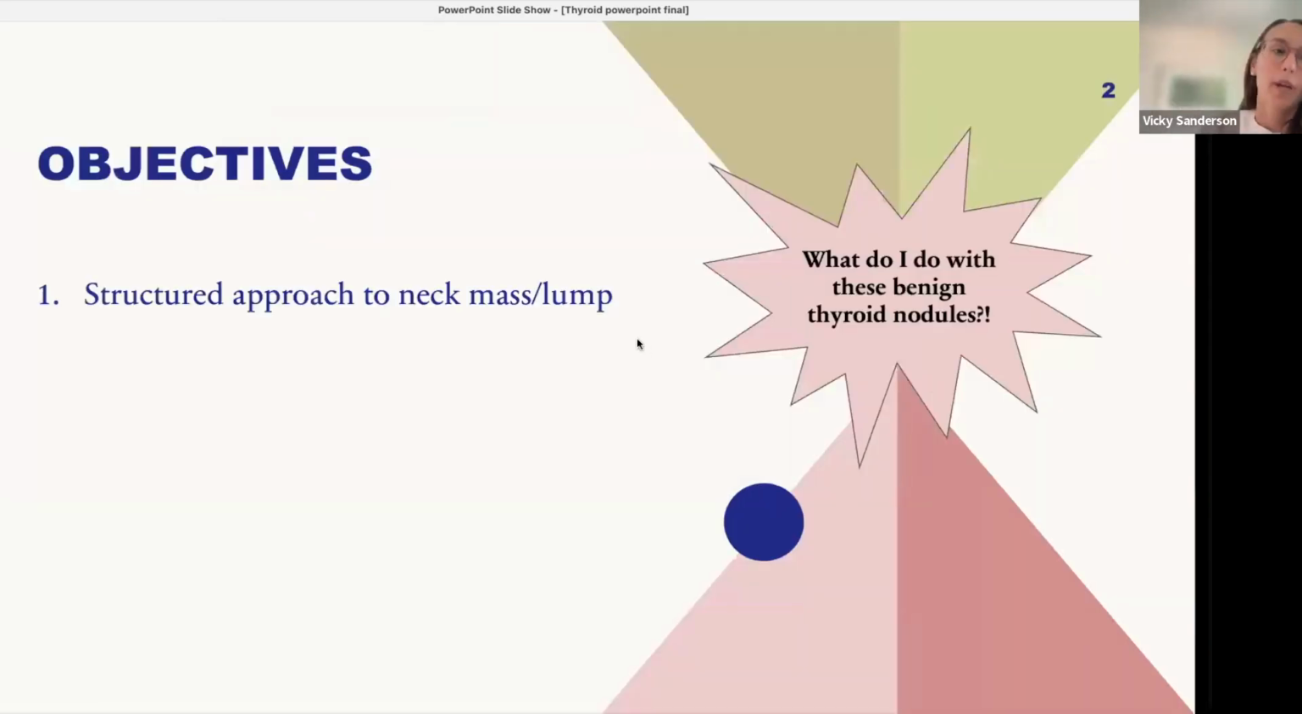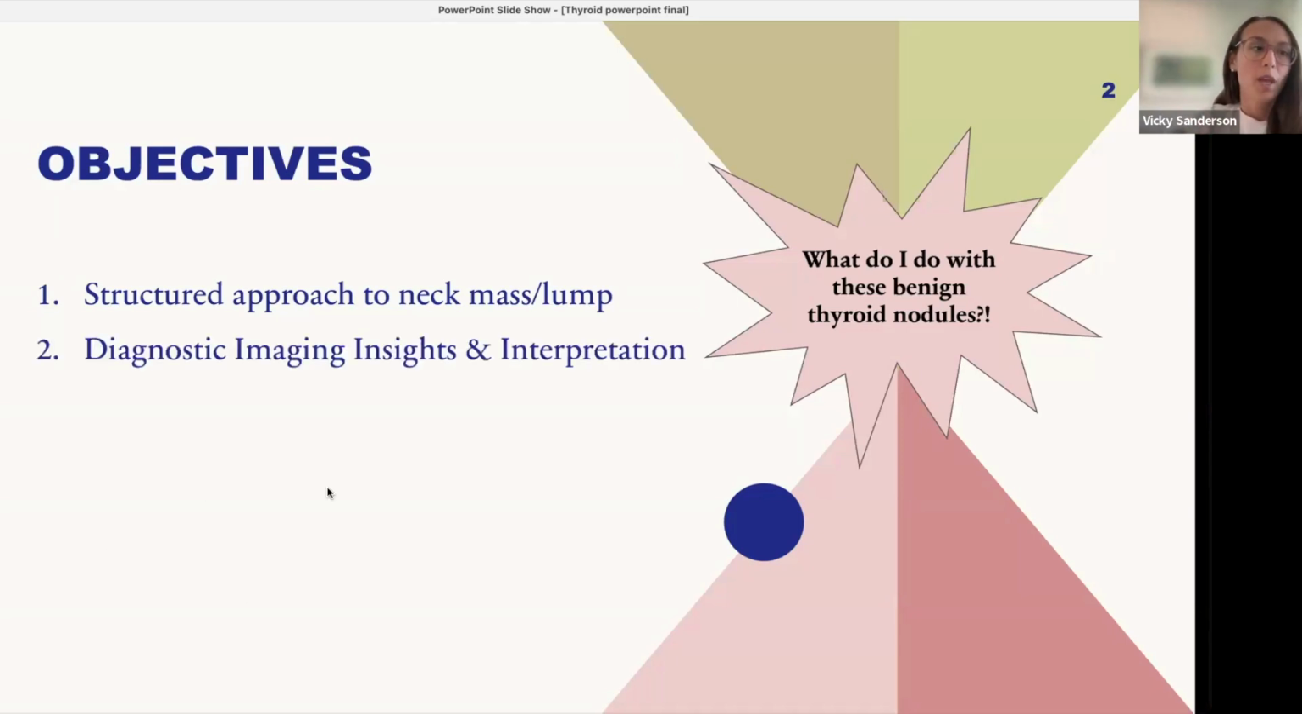So again, we're going to go through a structured approach to neck mass or lump, and there's many different diagnostic frameworks that we can use to approach the neck mass or lump. So I will go through a few different structured approaches, and it's really going to be up to all of us to figure out what works best for you, right? There's not a one size fits all when it comes to clinical approach to a certain condition. It's about figuring out what's going to work with your brain, how you're going to remember things.